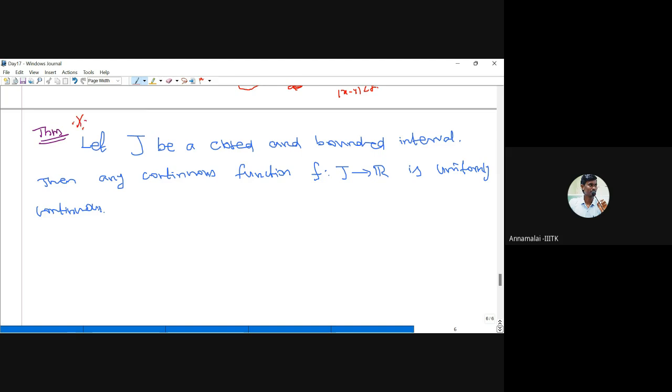Very, very important theorem. So first you have to look at the domain of the function. First you have to check whether the function is continuous or not, because every uniformly continuous function should be continuous, right?